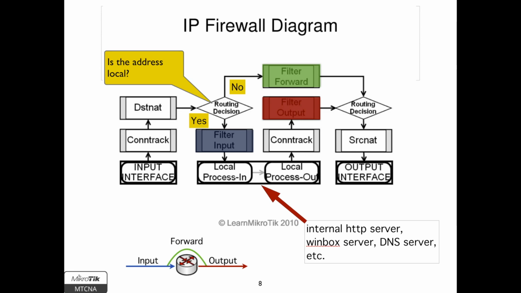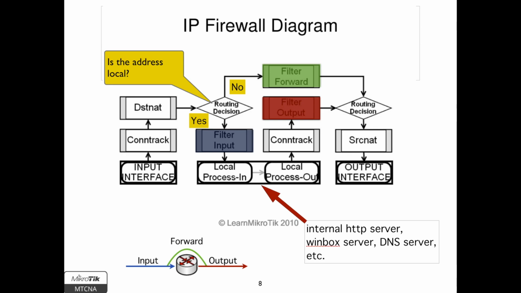And we cover this in depth in our MikroTik MTCNA courses. The next is the destination chain, or the DST-NAT chain. This is the chain where we can make changes to the destination address of the packet. Again, this is covered in depth. But what I want to focus on is this last one, the routing decision.